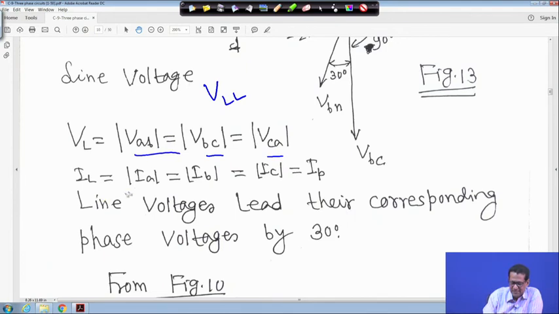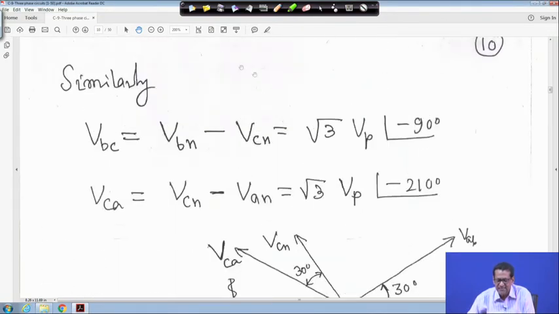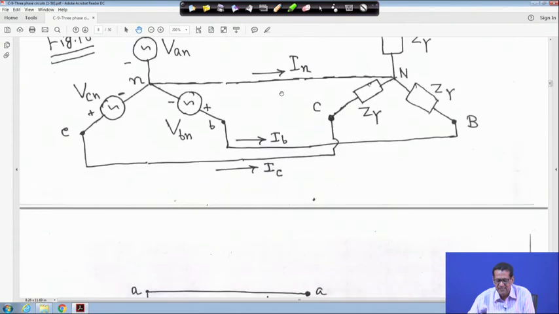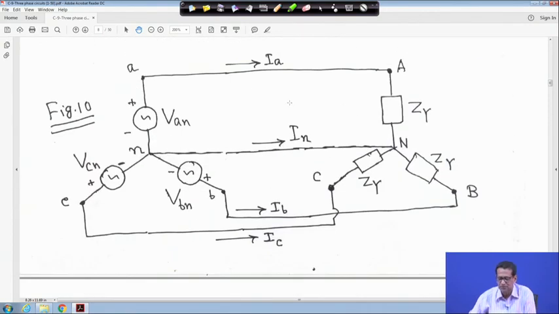Similarly, line current IL is equal to IA, IB, IC, and the magnitude is equal to the phase current. Why is line current equal to phase current in this case? The question is that it is a star-connected load, and we will come to this diagram, a star-connected load and a star-connected source, right?